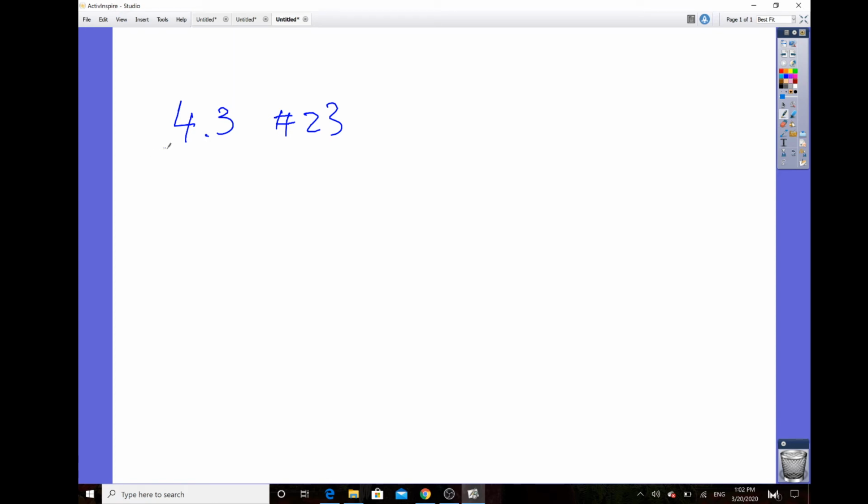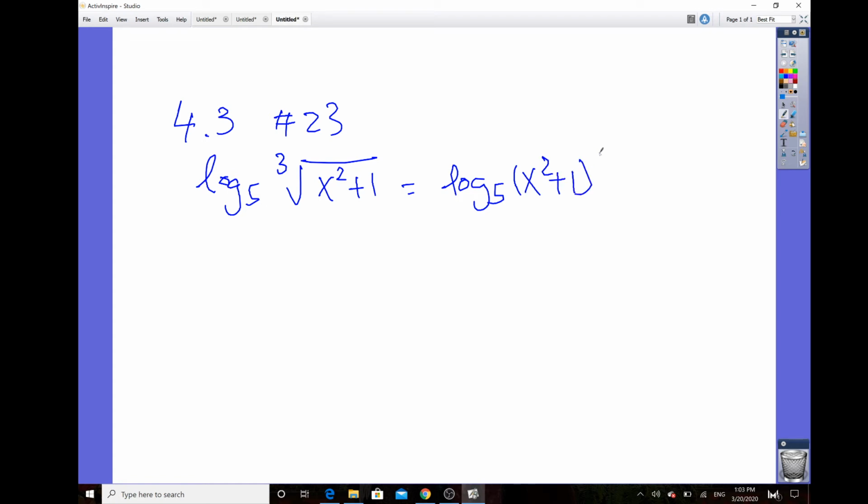So we got log base 5 of the cube root of the quantity x squared plus 1. Now you want to apply the properties of logarithms to expand it. So first thing you want to do is rewrite it. This one is log base 5. It's a radical form, so let's rewrite it in exponential form, which is x squared plus 1 quantity to the power of 1/3.